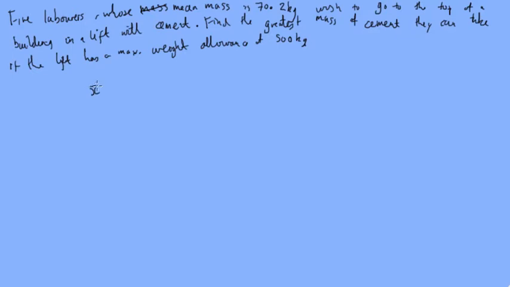So we know that the mean is equal to the sum of the values over the number. Now we know that the average, the mean mass is 70.2, and we know we've got 5 labourers, so we can find the total mass of all the labourers put together. So that is going to be 70.2 multiplied by 5, which is 351 kilograms.